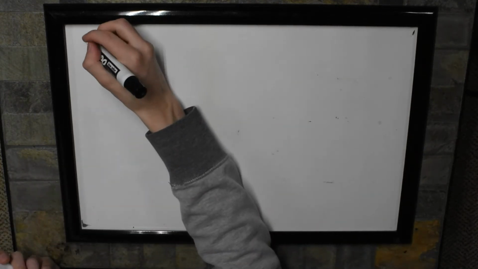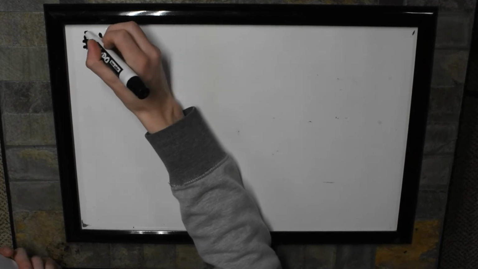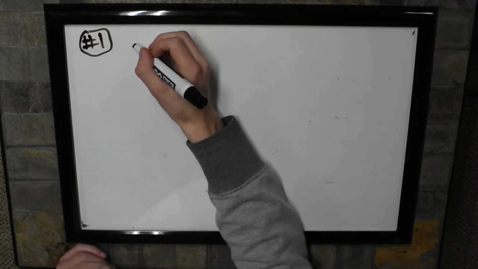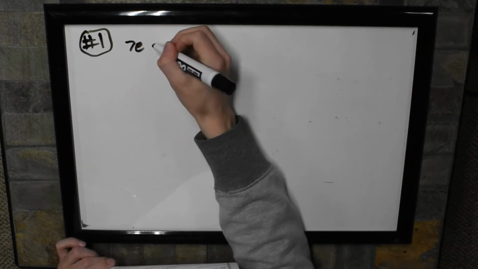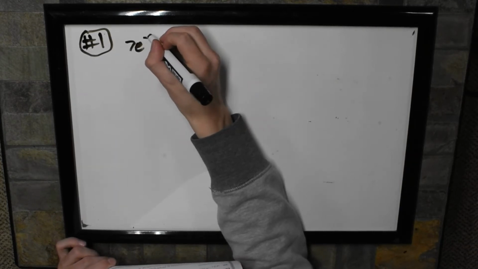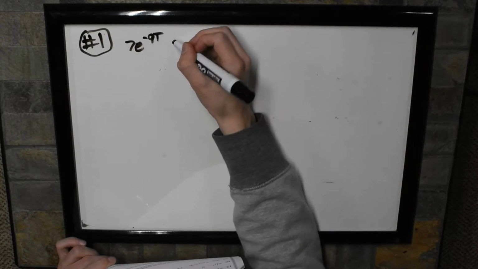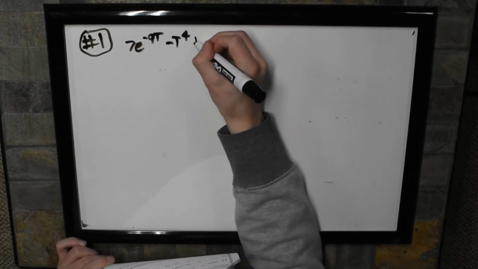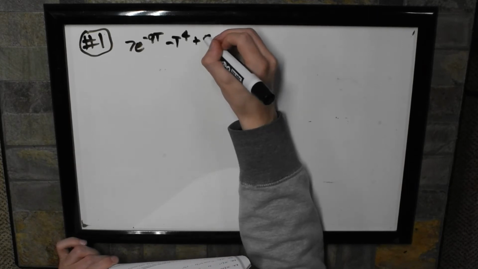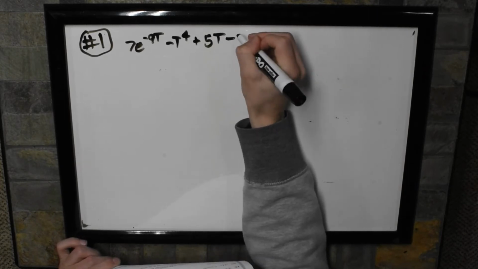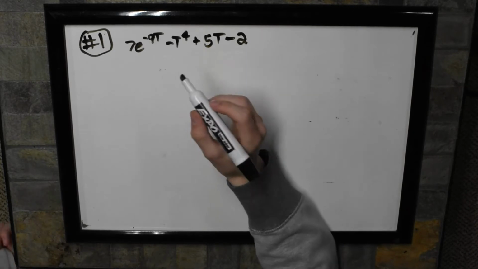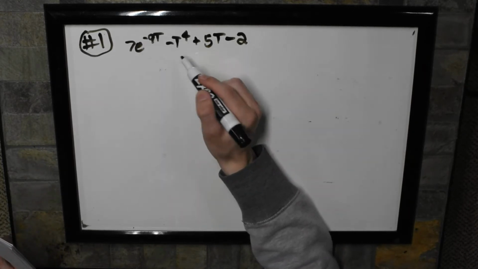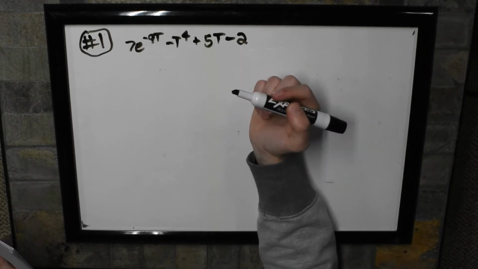So this is the equivalent of number 1 in the homework. We get 7e to the negative 9t, minus t to the 4th, plus 5t, minus 2. Okay, well, we can take the Laplace transform of each term individually because we're adding or subtracting them.